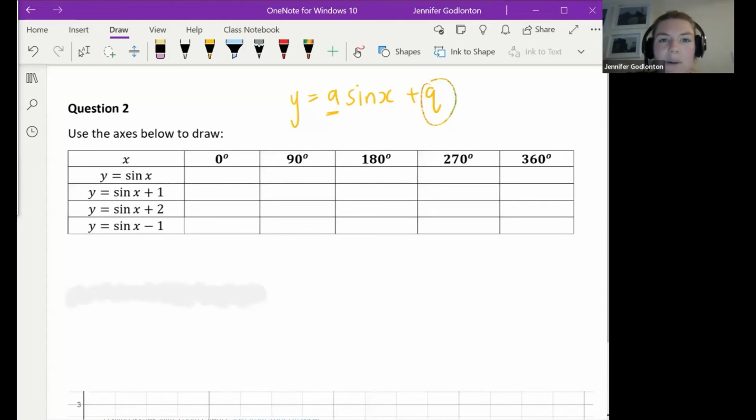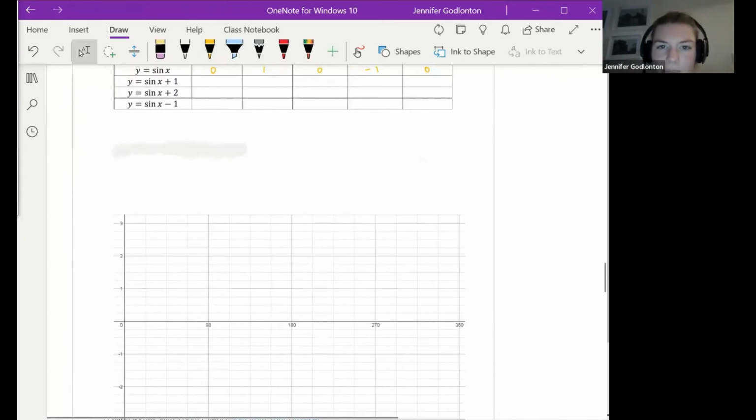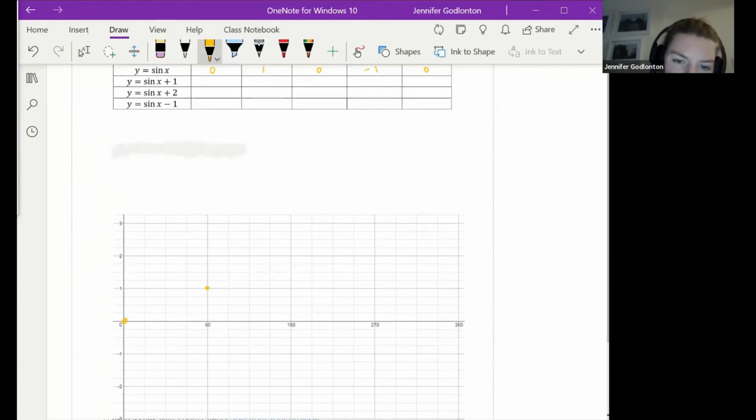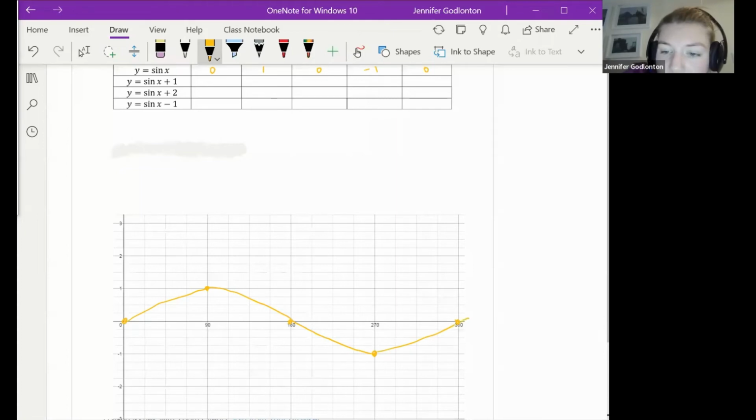So I want to show you what this would look like. If I was to write y is equal to sine x, we know those values now. We've dealt with them a lot. So we have 0, 1, 0, negative 1, 0. That's our normal sine graph. Let's plot that quickly. This is our sine graph, and please draw these on your side, guys. They take practice to get right. That is equal to y equals sine x.